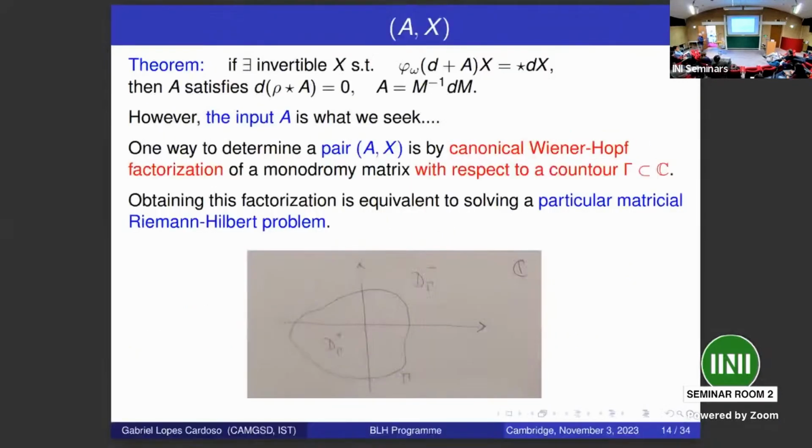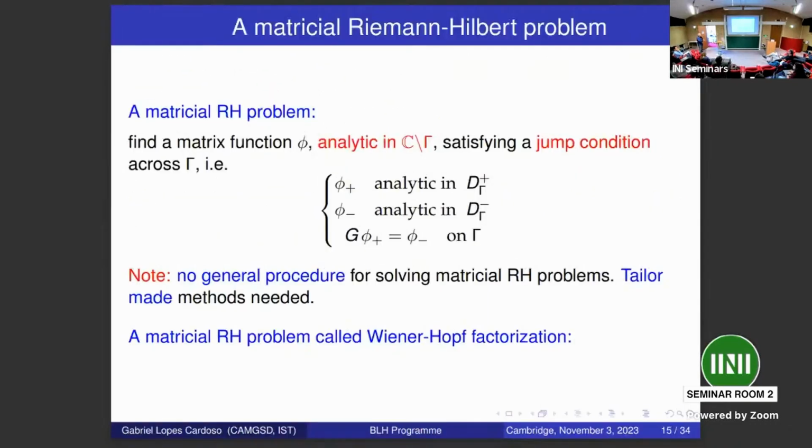So once again, you want to construct a matrix phi that is analytic in the exterior, analytic in the interior, and on the curve, as you take the limiting values of the matrix in the exterior to the curve and of the matrix in the interior to the curve, the resulting matrices satisfy a jump condition. That's a matricial Riemann-Hilbert problem, and there is no general procedure for solving these things. So this has to be done on a case-by-case basis. Now we'll be looking at a very specific matrix Riemann-Hilbert problem called the Wiener-Hopf factorization problem.